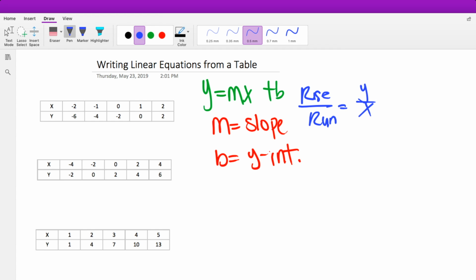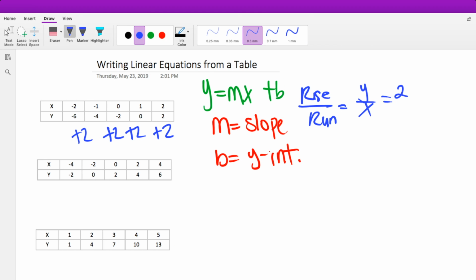From -6 to -4 we increase by 2. -4 to -2 we increase by 2. From -2 to 0 that's +2 and +2 as well. So we know that our y is going to be a +2. Okay, what else do we need to do?